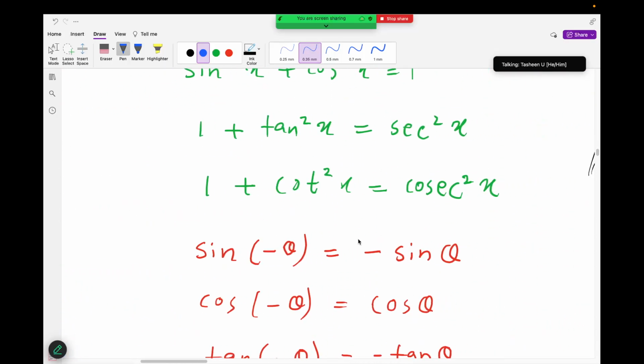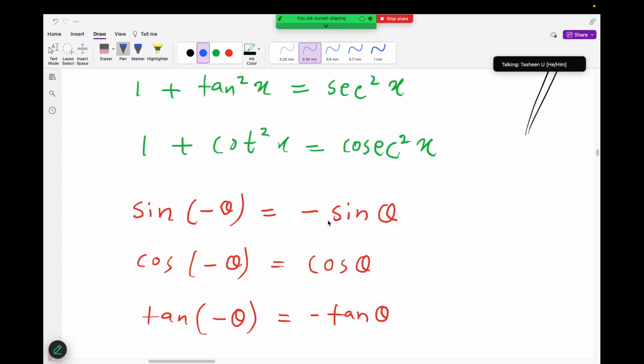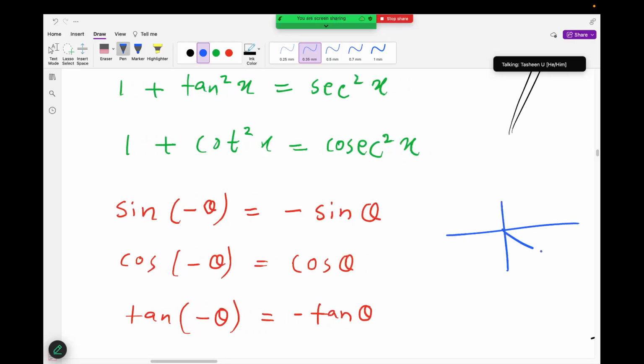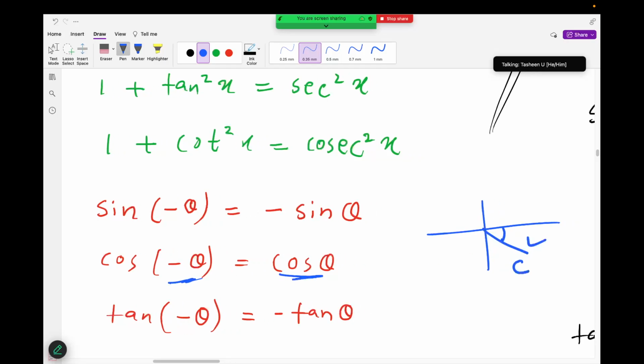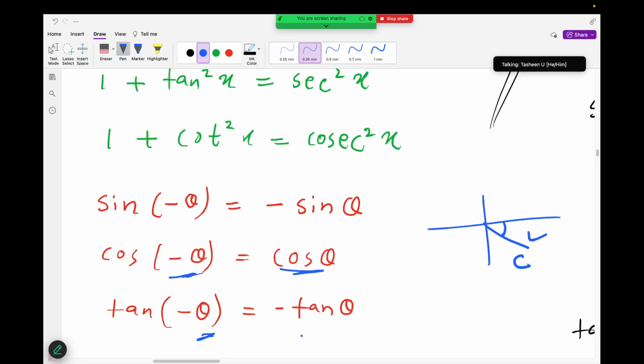Alright, so sin of negative theta equals negative sin theta. You know how? Because we know that in the fourth quadrant sin is negative, and we know that sin theta equals sin alpha, the basic angle. Cos of negative theta is positive cos theta, because here cos is positive. Tan of negative theta equals negative tan theta.